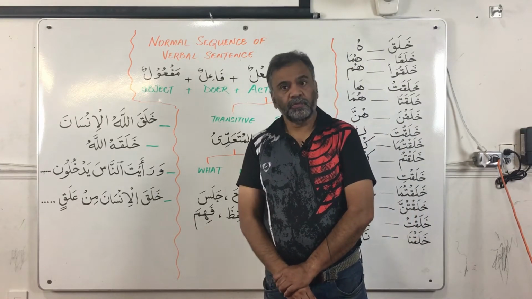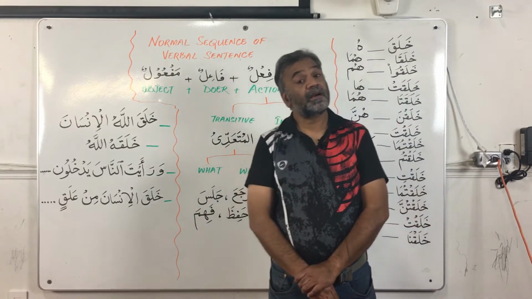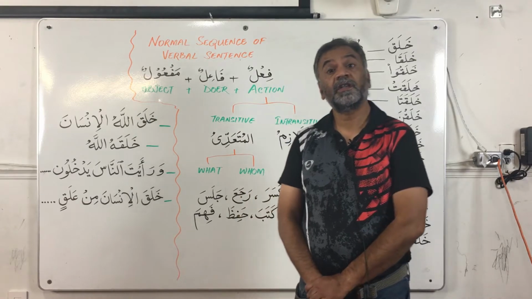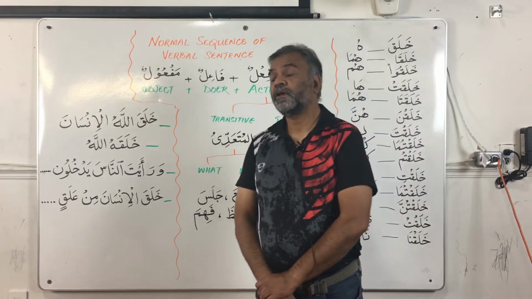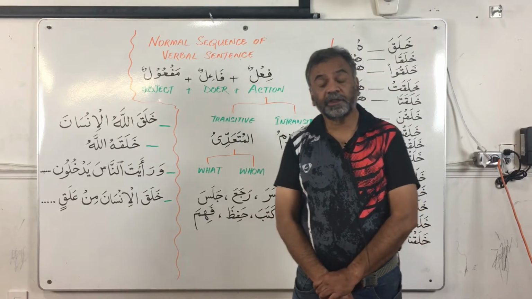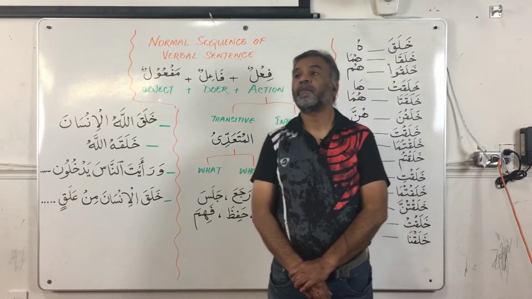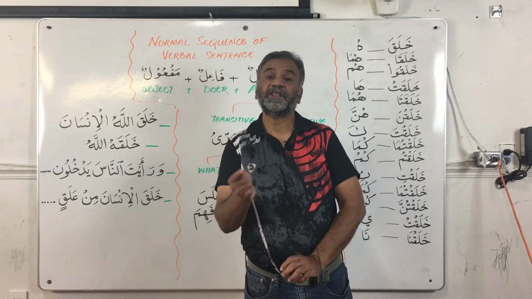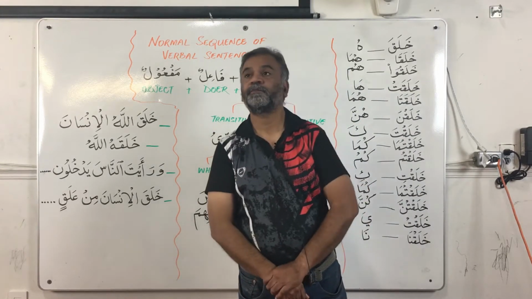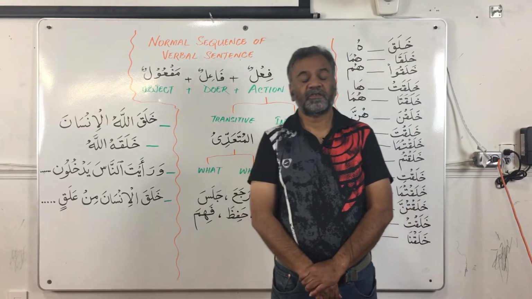In book 2, we'll begin our understanding of the verbs. We will try to identify the fa'il, the doer of the action, and the objects or maf'ul on which the action has been performed. Right? So, today we'll start.